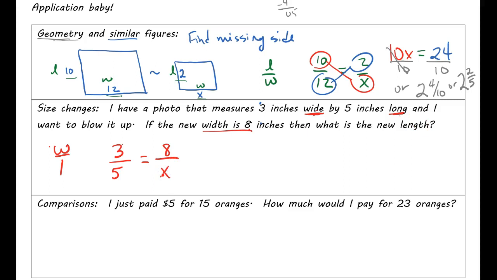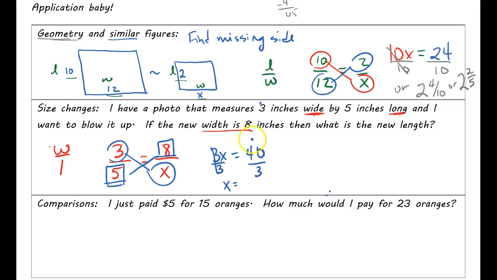And now we do the cross multiply thing. I'm going to go a little faster because we've already done a few of these. Okay, so this corner is 3 times X. The other corner is these two together. So what is 5 times 8? 40, okay? And 3 times something equals 40. I can't do that in my head, so I'm going to divide both sides by 3. And I'm going to get 40 over 3. Now 40 over 3 is your answer.